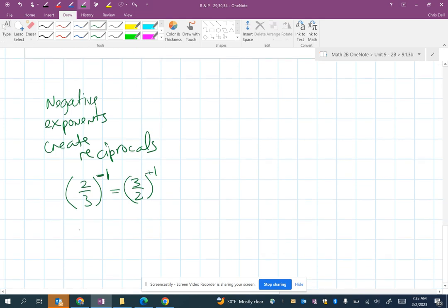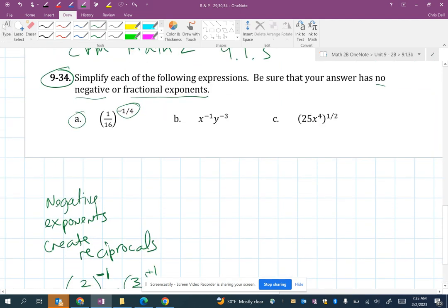Okay, another example would be if I said 4 to the -2, well, the reciprocal of 4 is 1/4, right? Because you can put that 4 over 1 and just flip it. So that becomes 1/4 to the +2. So that's what negative exponents do. Okay. So the first step with this would be to make this a positive exponent. So this becomes 16, because the reciprocal is taking the 1 over 16 and making it 16 over 1. And 16 over 1 is just 16. And then that's to the +1/4.